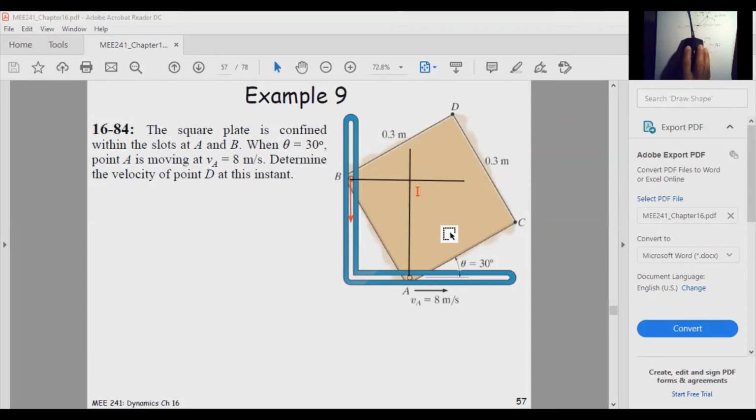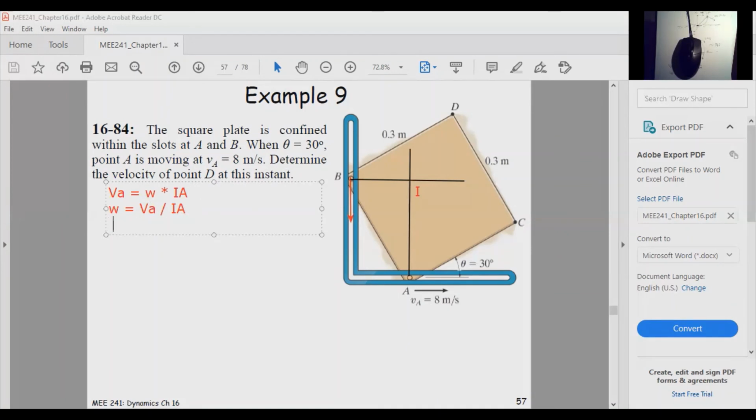How can I find the velocity of point D right now? We apply the formula on point A to find omega. Okay, how can you find omega? So, let's do something. So we're going to say that VA, my K, is equal to omega multiplied by IA, right? Yes. Okay. So omega is going to be equal to VA divided by IA, right?